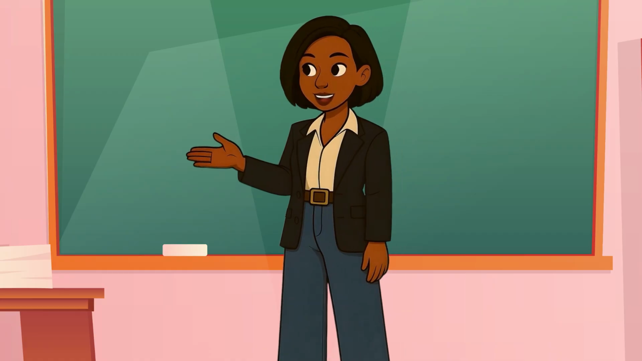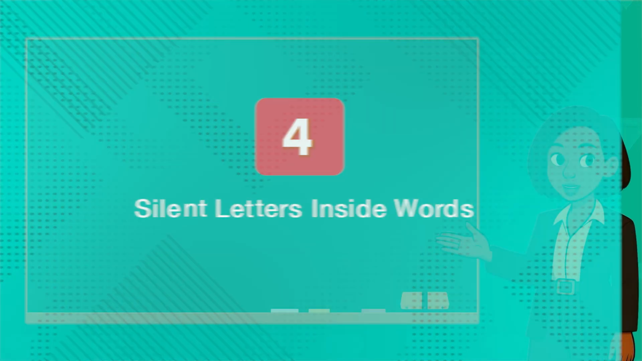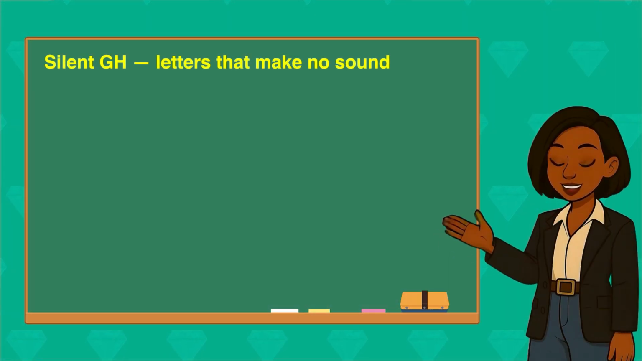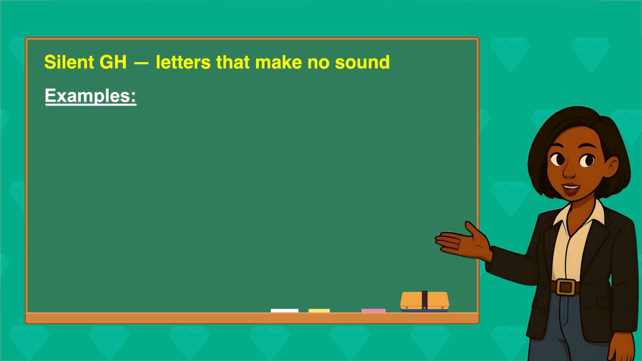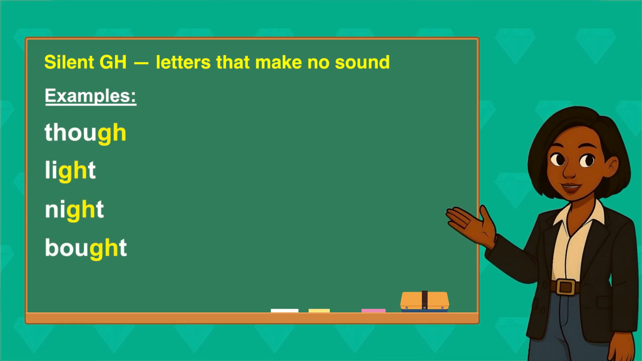Good. Now that your ear and mouth are getting used to these patterns, let's move into silent letters that appear inside words. Silent GH appears in words like though, light, night, and bought. In modern English, GH makes no sound at all.